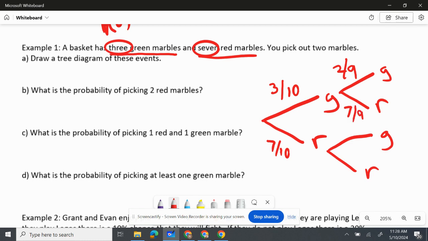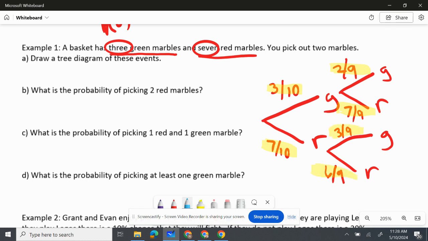Now, if we have a red marble in our hand, the probability of picking a green would be 3 out of 9. And the probability of picking a red, since we would have one less red, would be 6 out of 9. One thing that you notice when we're looking at these is that the branches add up to 1. The branches add up to 1, and the branches add up to 1.